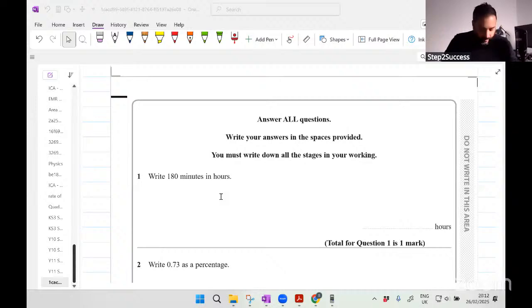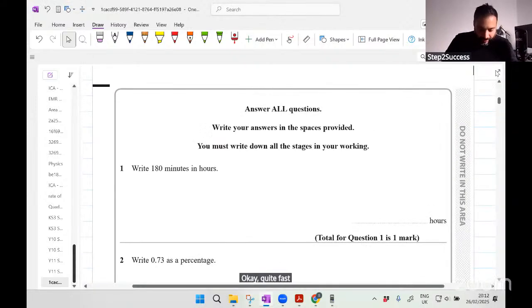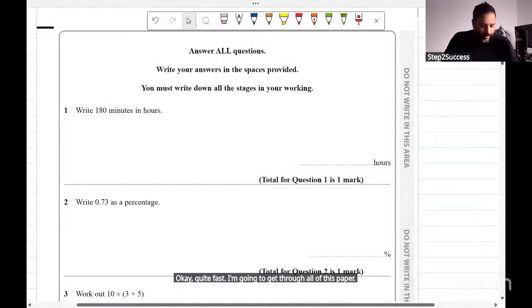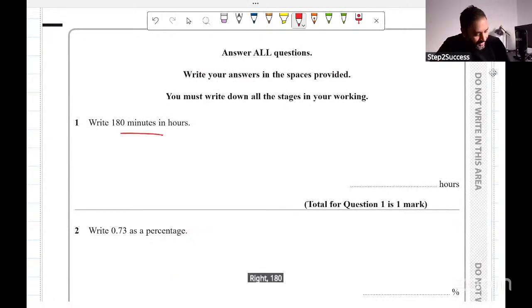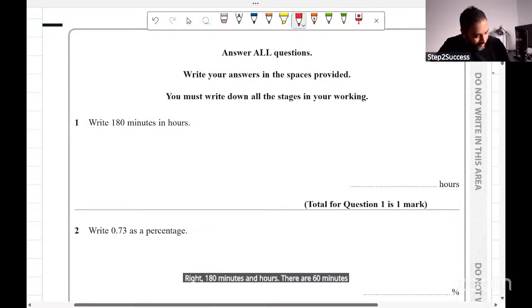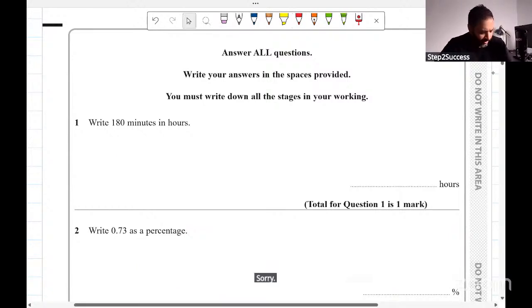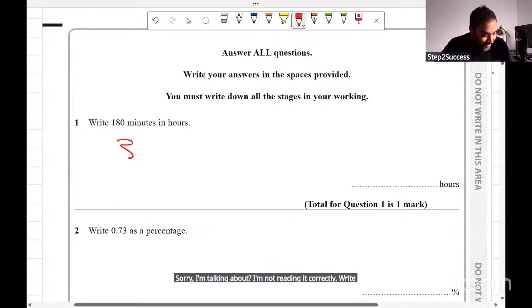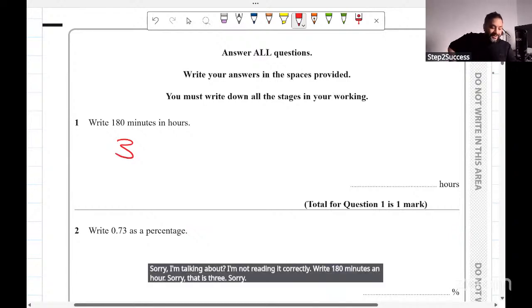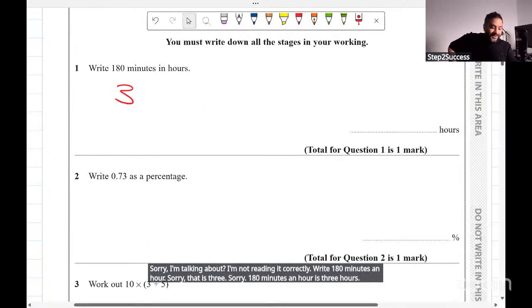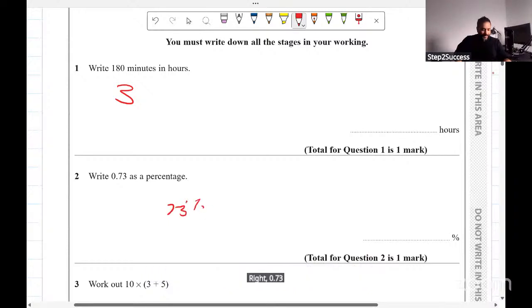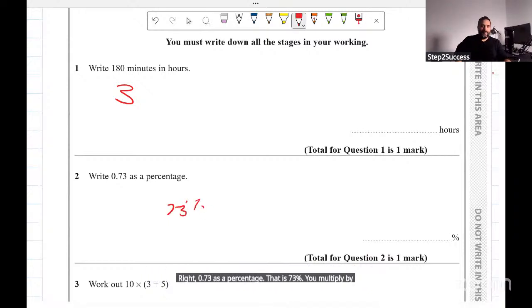Okay, quite fast. I want to get through all of this paper. Right, 180 minutes in hours. There are 60 minutes in 1 hour, so therefore the answer is three. Sorry, what am I talking about? I'm not reading it correctly. Right, 180 minutes an hour. Sorry, that is three. 180 minutes is 3 hours. Right, 0.73 as a percentage. That is 73%. You multiply by 100 to turn it into a percentage.